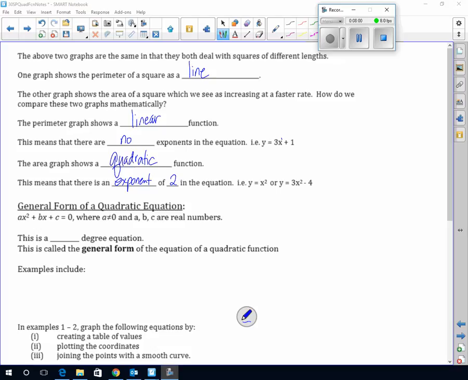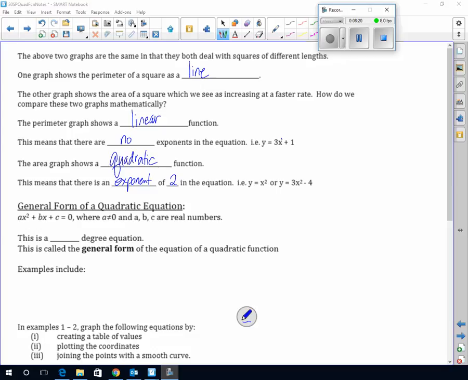This is going back to grade 9 math. What degree is this? Degree is the highest power of the variable in the equation. So this would be a second degree equation. This is called the general form of the equation of a quadratic.